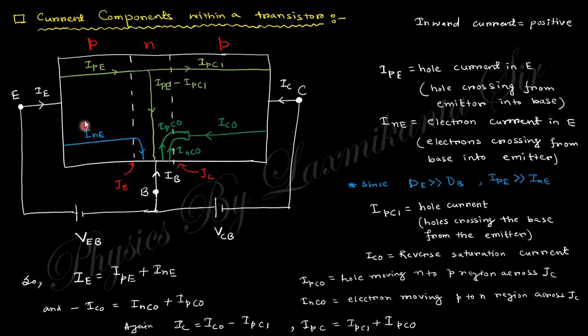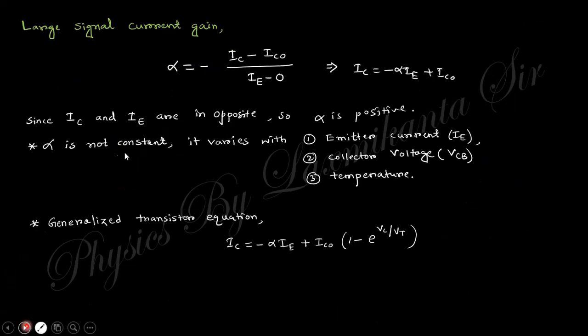The direction is the opposite to that one, that's why negative is taken here. And IC is the addition of these two things, ICO minus ICPO. Okay, IC is ICO minus this one, and IPC is the IPC1 plus IPCO. So this is the component of this.